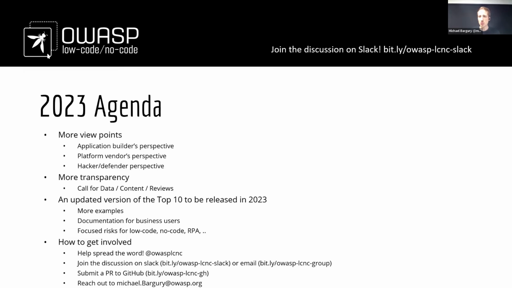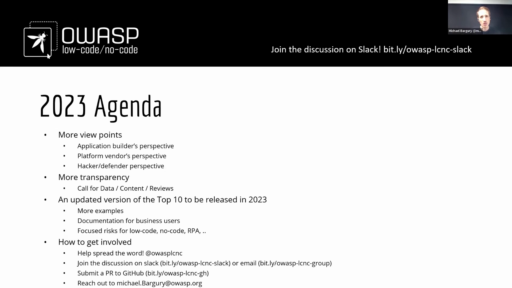First of all, we want to put more real-world examples of how these vulnerabilities end up looking in different platforms with different types of organizations. So that's one area that is very important. The second area is documentation that speaks the language not only of application security professionals, but also of business users. So you can use the top 10 as a way to engage with your business users in your organization.